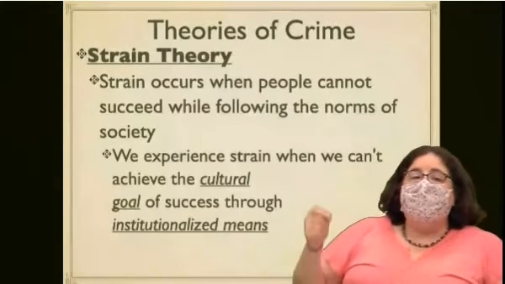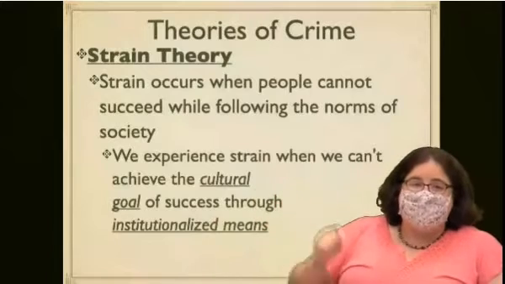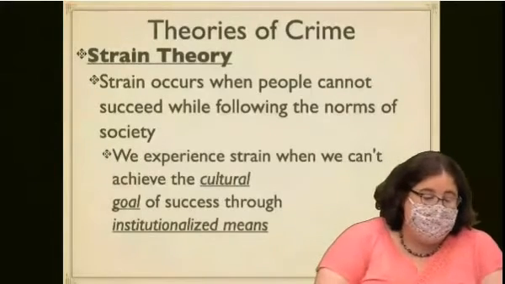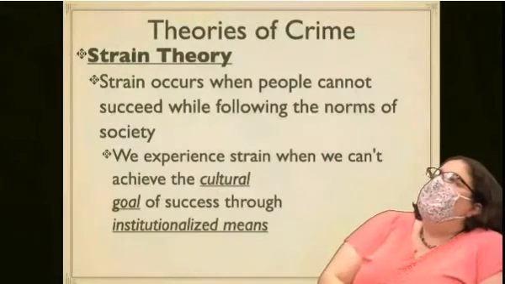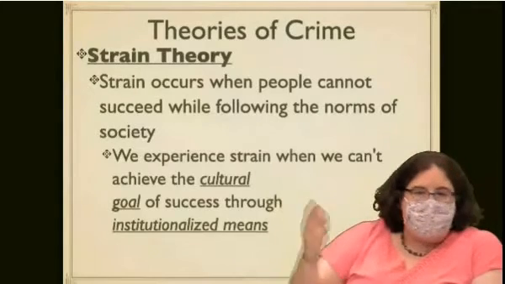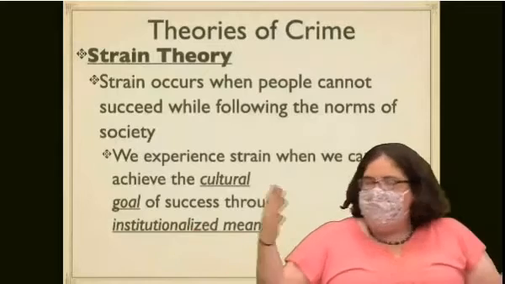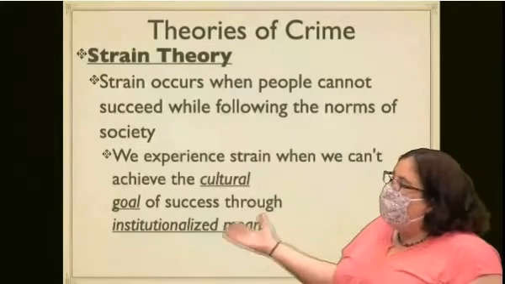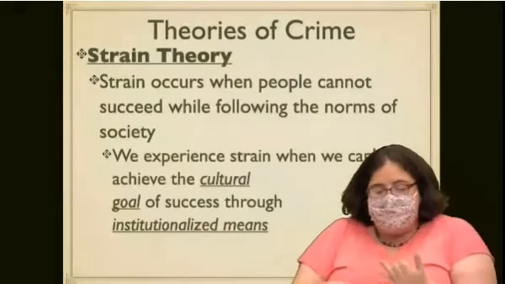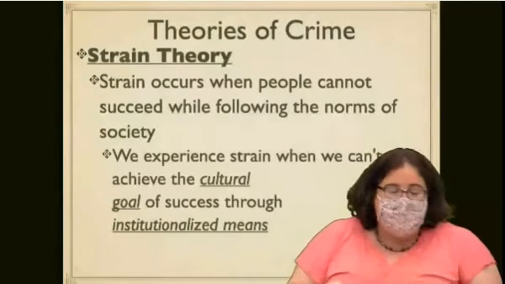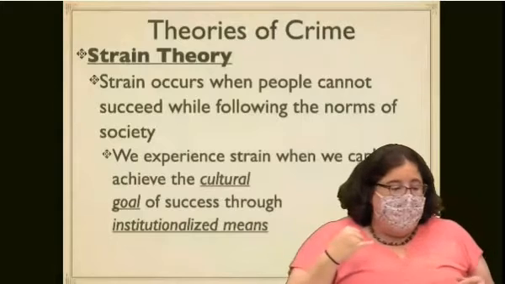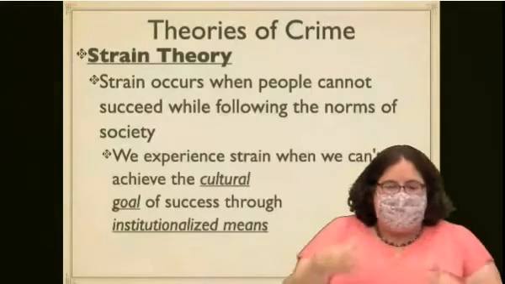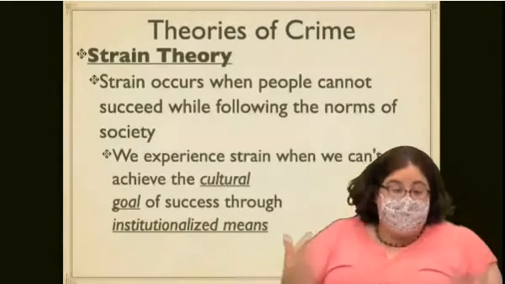We experience strain when we can't achieve the cultural goal of success through the means that are available to us, through the institutionalized means that are available to us. For example, society tells us we should want a car, especially in northern New England. A car is a pretty general goal we're supposed to want. But just having a car isn't the goal. There's specific ways you're allowed to get a car. You could buy one, you could lease one, you could get one as a gift, you could build one out of spare parts. But you can't steal one, or manufacture your own non-regulation vehicle and try to drive that around. There are only certain institutionalized means for achieving the goal of a car.